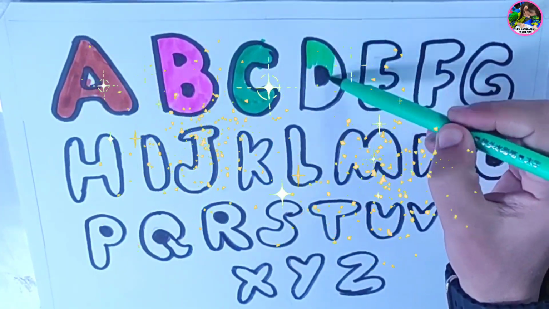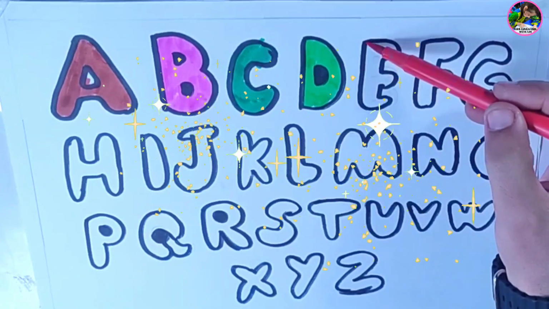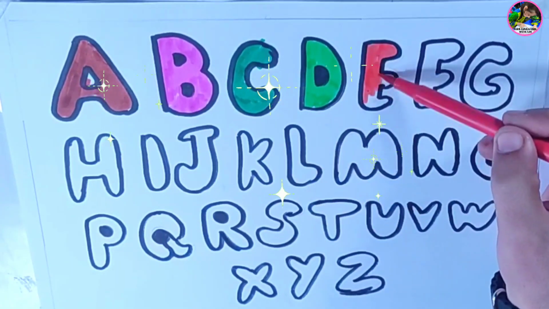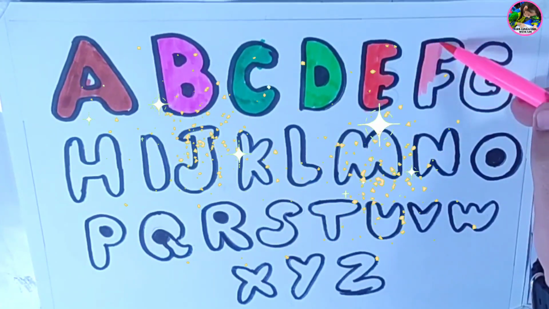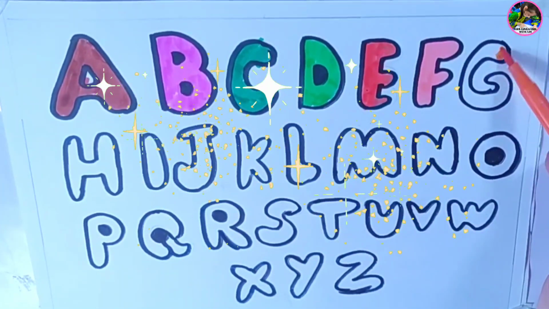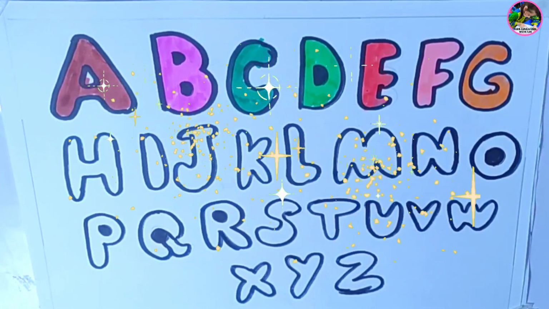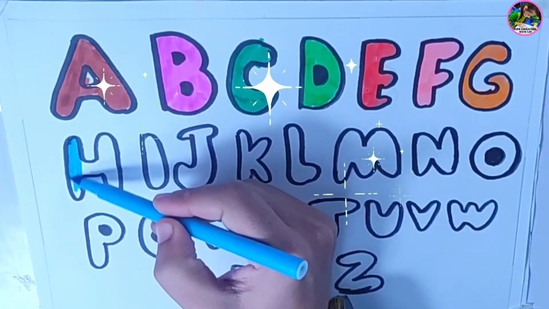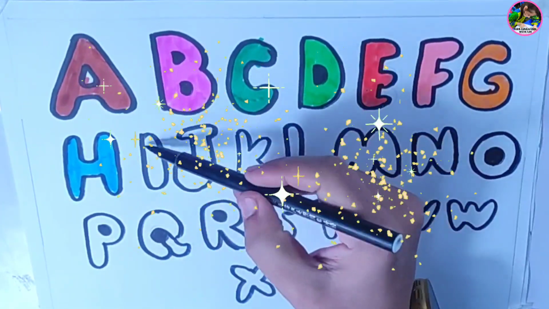Green color. And this is light green color. D. D is for duck. Letter E. Red color. E is for elephant. F. Pink color. F is for fish. Orange color. Letter G. G is for goat. Sky blue color. H. H is for horse.